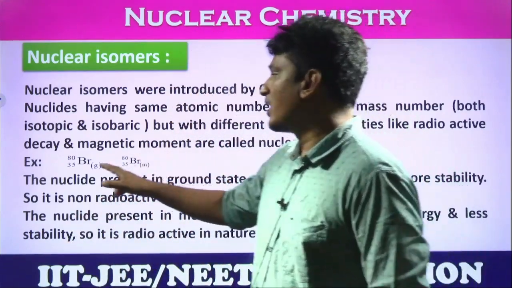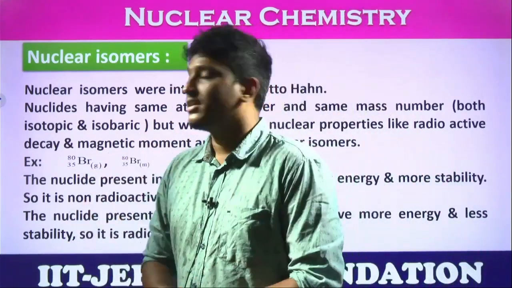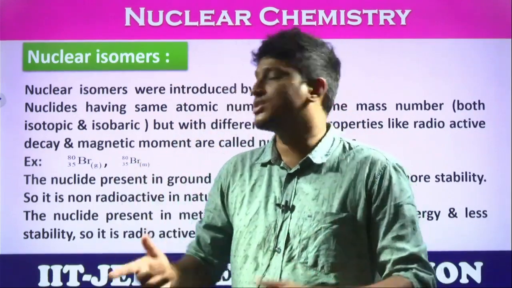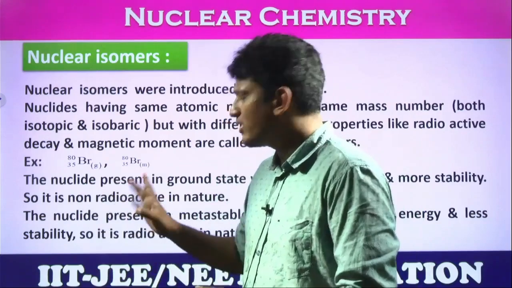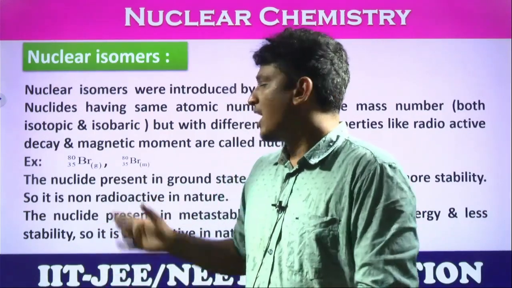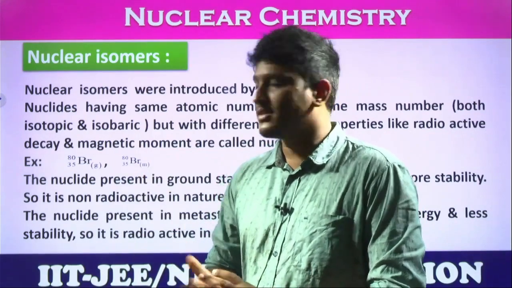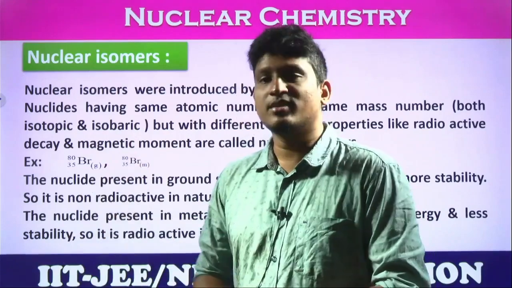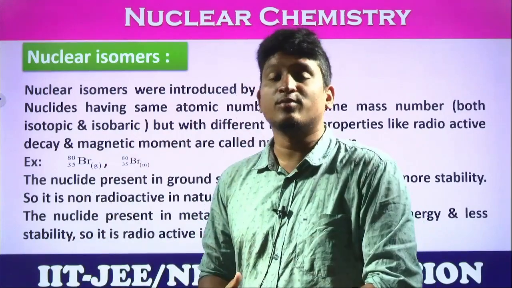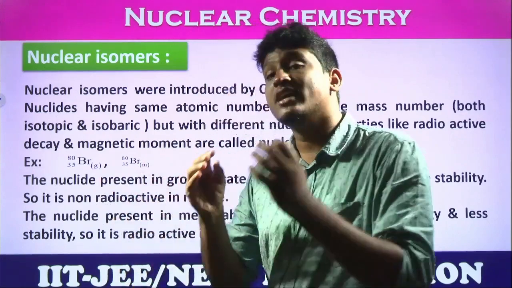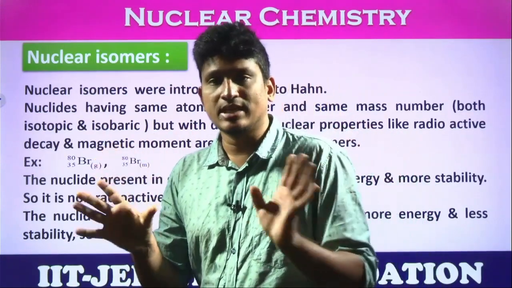So here, ground state and metastable state. Ground state has less energy, metastable state has more energy. Now answer, students, these two both belong to the same element, bromine only. Do they have the same stability? No. Which is more stable? Ground state bromine is more stable than metastable bromine. So do they exist? Yes, they also exist in nature.